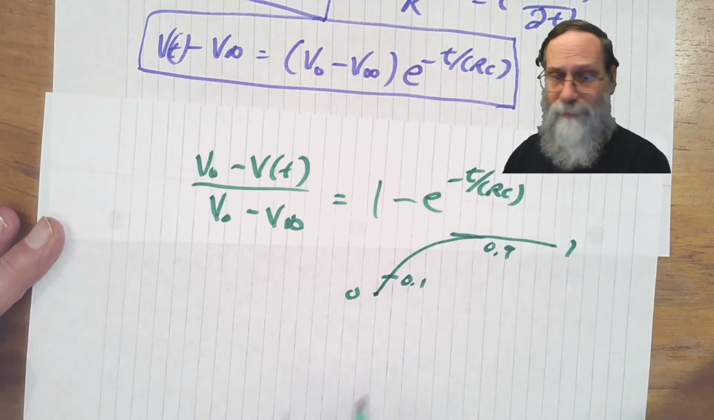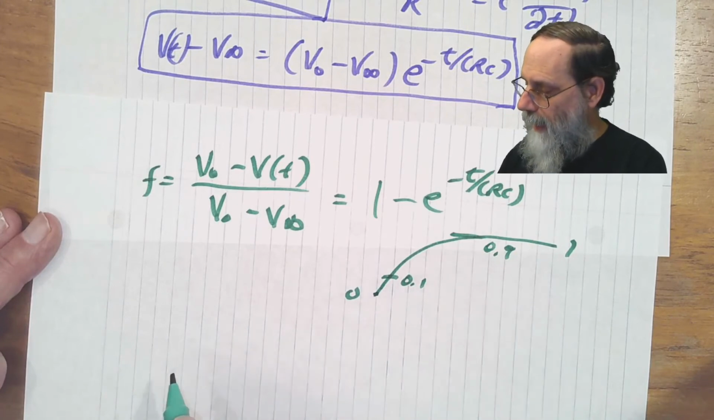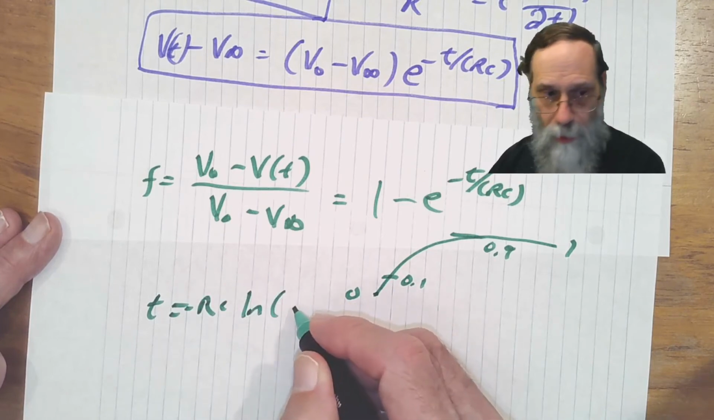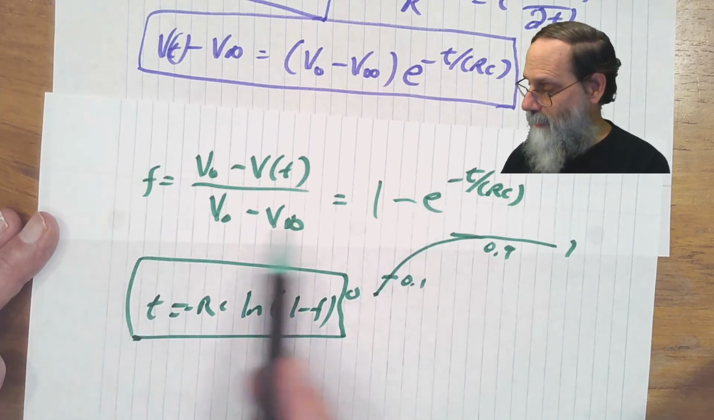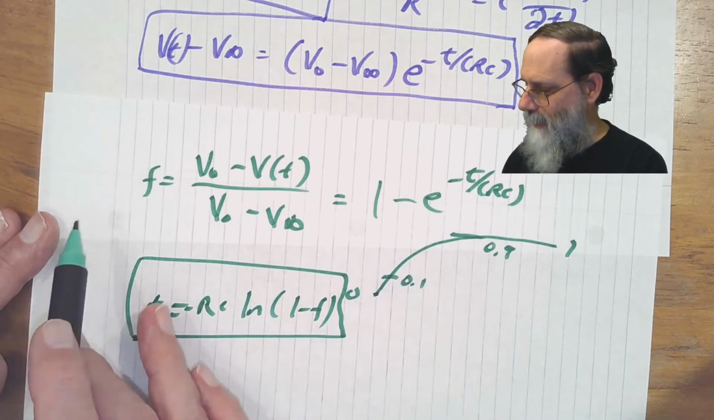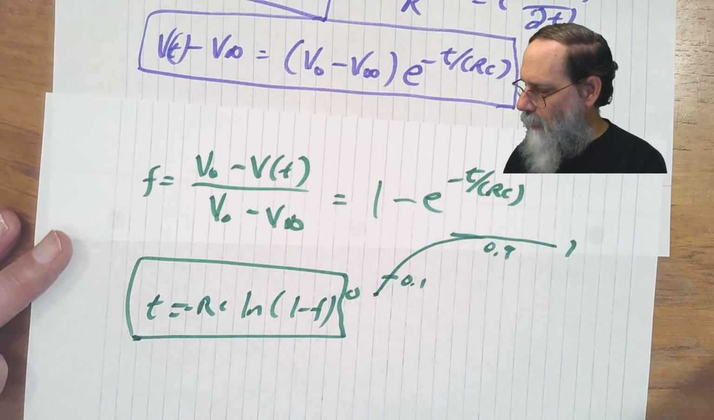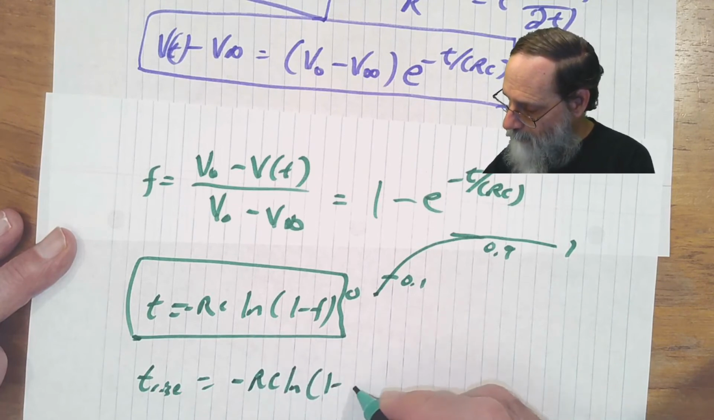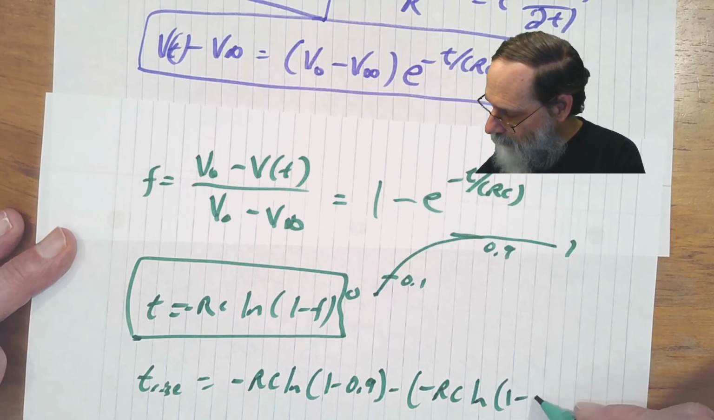All right, and we can turn this thing around and say, if this is the fraction of the way we're going, then t is minus RC times the natural log of 1 minus f. Okay, just rearranging this, taking 1 minus f to get rid of the 1 on that side, taking the natural log, multiplying by RC. Okay, and then it's a fairly simple piece of math to say the rise time is just going to be minus RC natural log of 1 minus 0.9, minus, and then I'm going to have minus RC times the natural log of 1 minus 0.1.